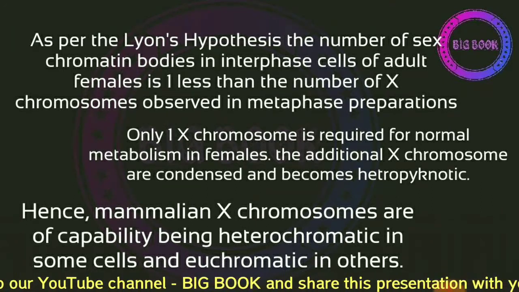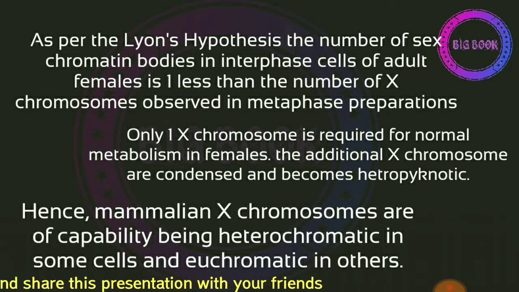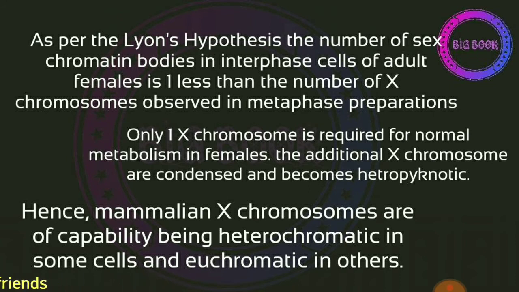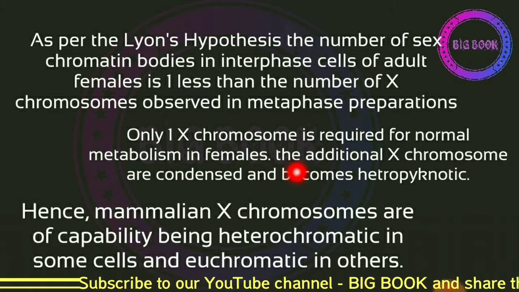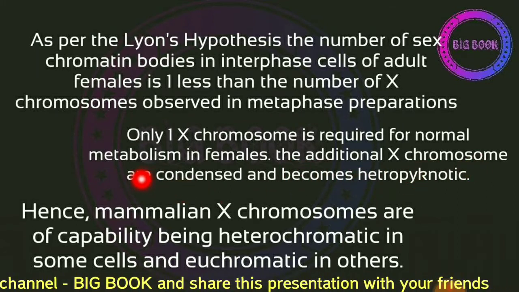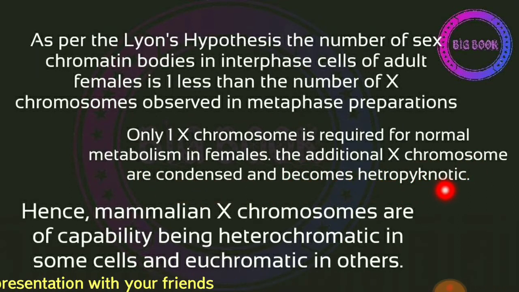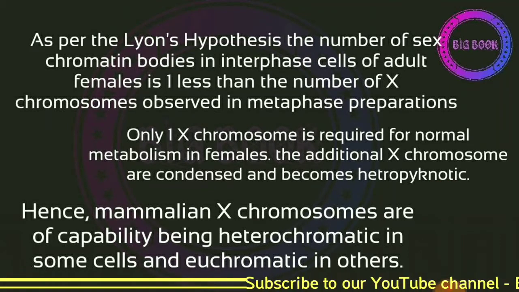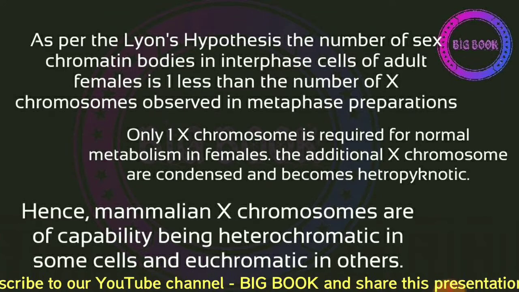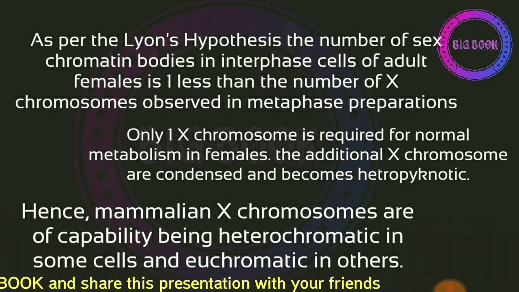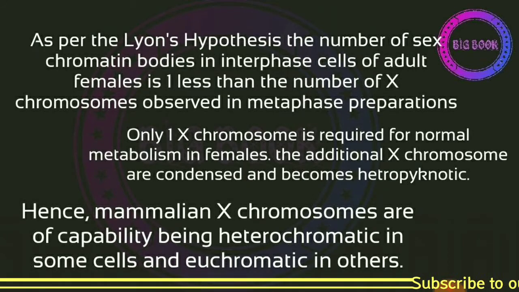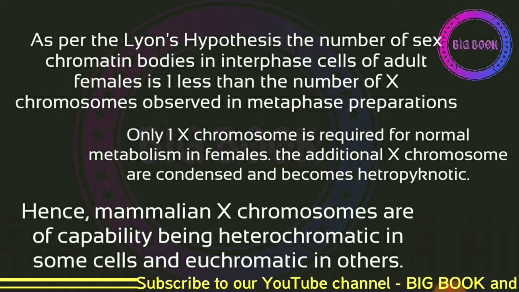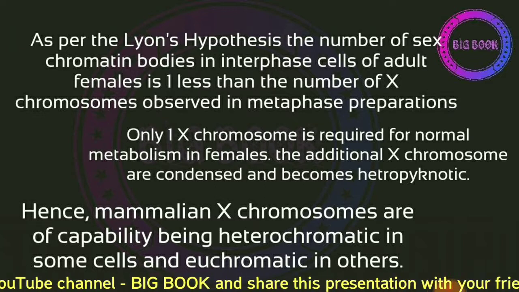Only one X chromosome is required for normal metabolism in females. The additional X chromosome is condensed and becomes heteropyknotic. Now here, when you consider normal females, there will be 2 X chromosomes. Out of this, one will be active and the other will be inactive. Hence the one is sufficient for the metabolism and the other is going to prove heteropyknotic.